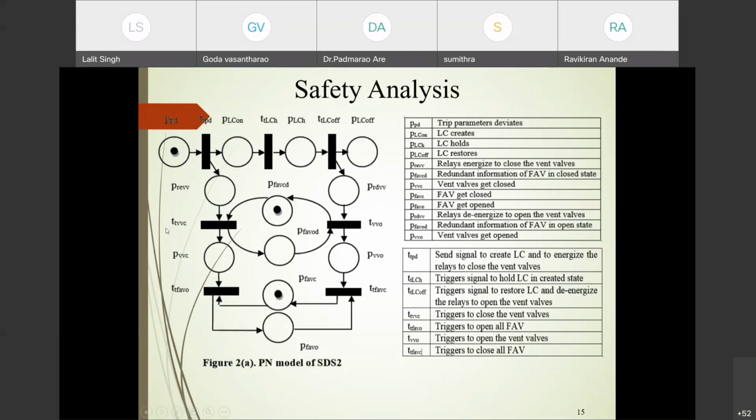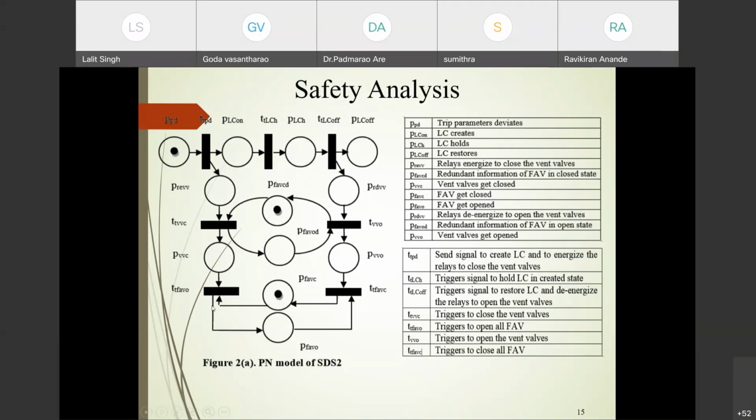And the TVVC represents the trigger to close the vent valves. So when the vent valve is closed, the token will come into the PVVC. And after closing the vent valve, I have to open the fast acting valve. So again, I have to trigger for opening the fast acting valve.